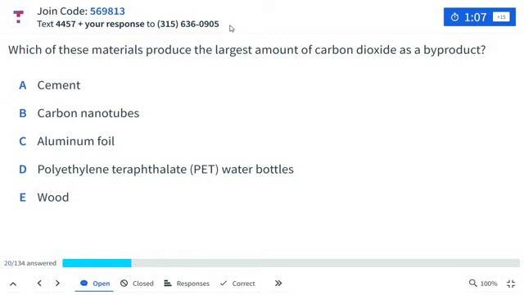So the question is, which of these materials produce the largest amount of carbon dioxide as a byproduct? It's worded a little differently on your Carmen slide deck. The alternative question is, production of which of the following materials emits the largest amount of carbon dioxide as a byproduct? And your choices are cement, A; B, carbon nanotubes; C, aluminum foil; D, polyethylene terephthalate, or PET, water bottles; or E, wood. You may confer with your proximal colleagues.